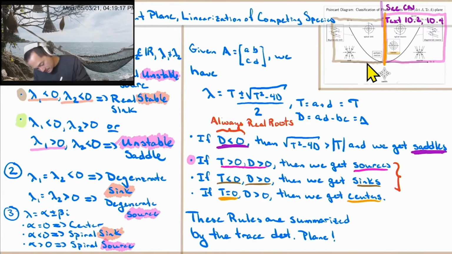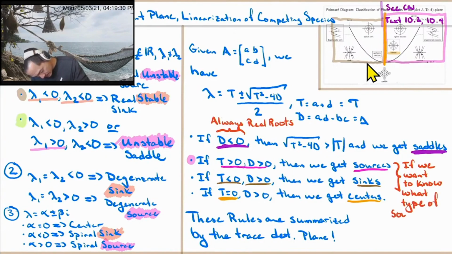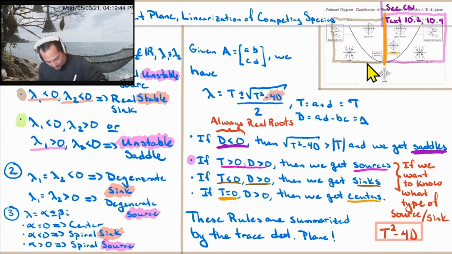And if we want to know what type of source or sink, we have to look at t squared minus 4d, right? And that should make some sense, right? If I want to know about what type of source or sink I am once I'm in that quadrant, I've got to figure out what happens under this radical, whether it stays real or goes complex on me.